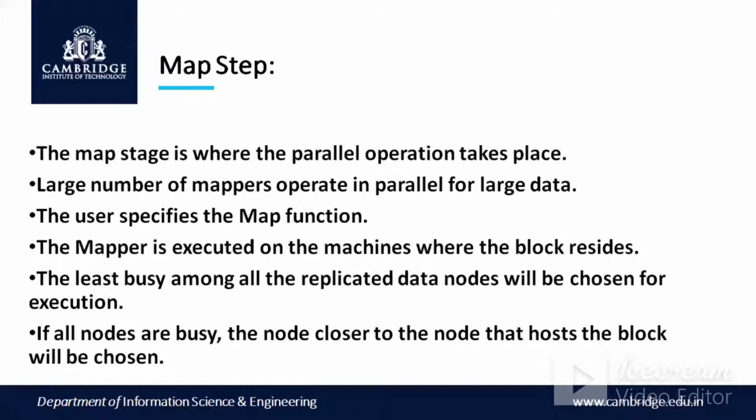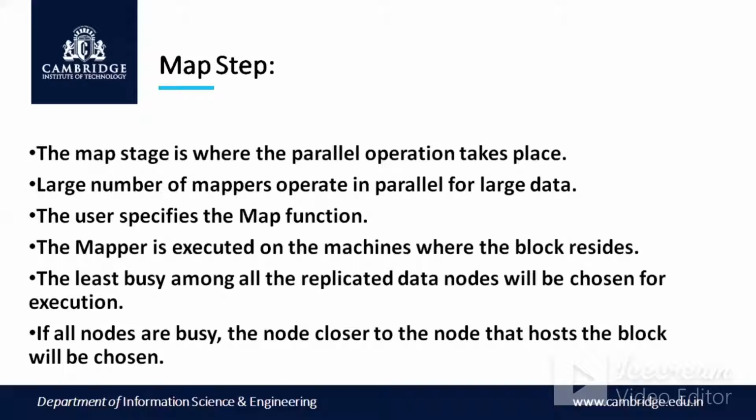The next step after the input splits, once you have split according to the mappers, is to map the data. The map stage is where parallel operation takes place. A large number of mappers operate in parallel for large data. The user specifies the map function. The mapper is executed on the machines where the block resides.